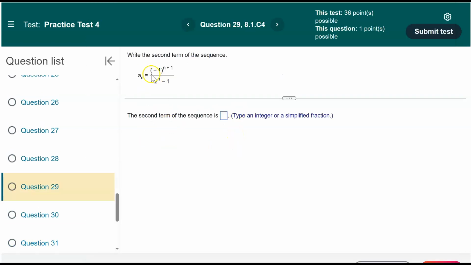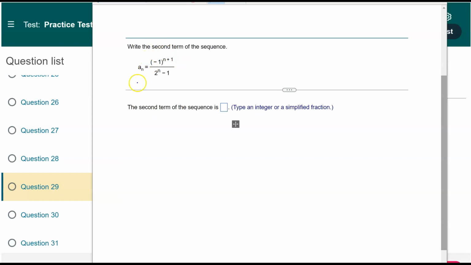Now for the next example here, we are given the general nth term of the sequence. We are to write the second term of the sequence. So that means that n is just equal to 2. So you plug in 2 for n, and then you solve for the equation. So let's go ahead and do that. Again, we want a sub 2. That's the second term of the sequence.